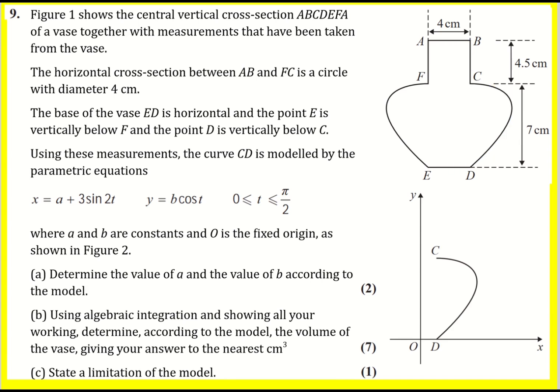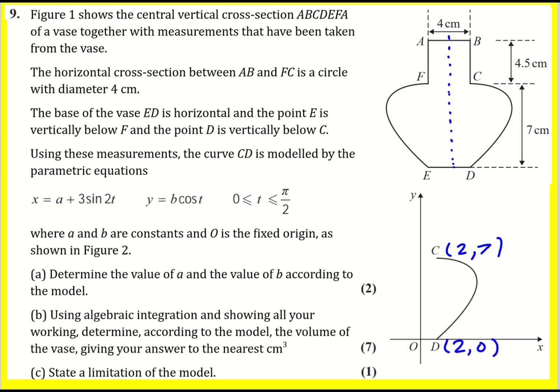The base ED is horizontal and E is vertically below F, D is vertically below C. And then CD is modeled by these parametric equations. O is the fixed origin as shown in figure 2, and we're asked to determine A and B. So what we can see is that D is going to have x coordinate 2, because here's my line of symmetry. The diameter is 4, so the radius will be 2. And then the y value is going to be 0 here. And then for C, again it's 2, but then it's 7.